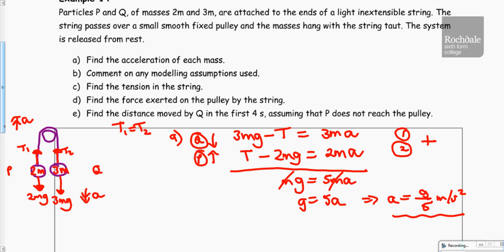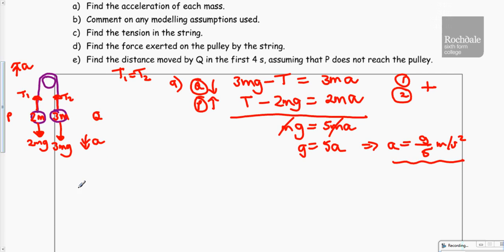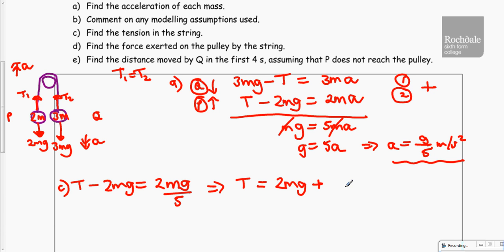Part B we've already talked about, the modelling assumptions. Now to find part C, the tension, all you need to do is substitute back into either one of these two equations and see what you get for tension. I'm going to substitute it into the second one because T is positive there. So T minus 2mg will equal 2m multiplied by a, which is g over 5. Bring the 2mg over. That means that T is 2mg plus 2mg over 5.